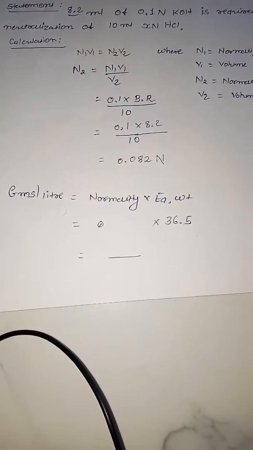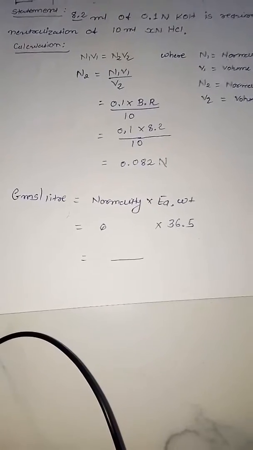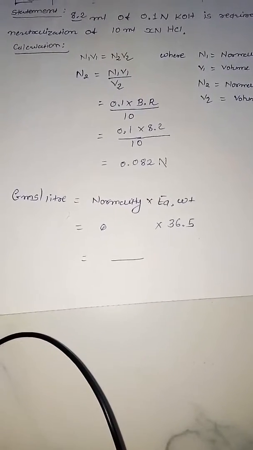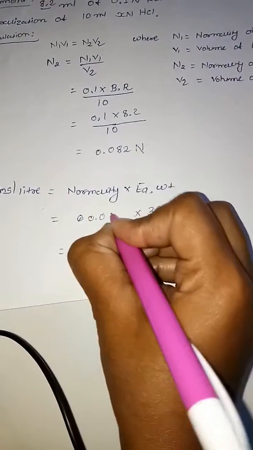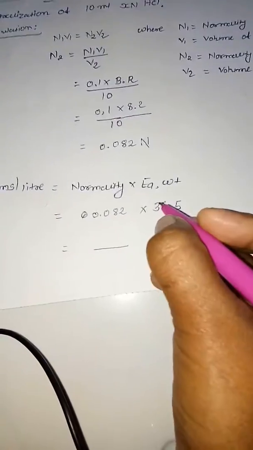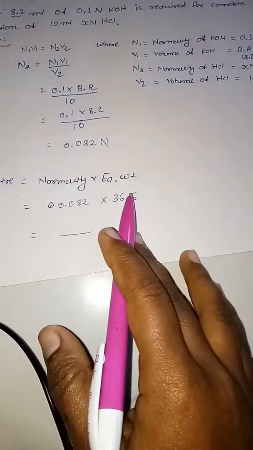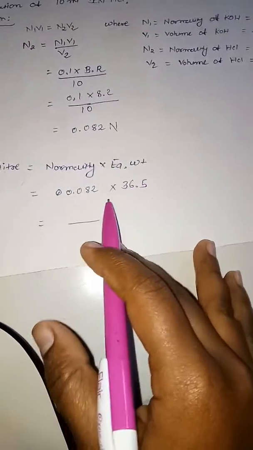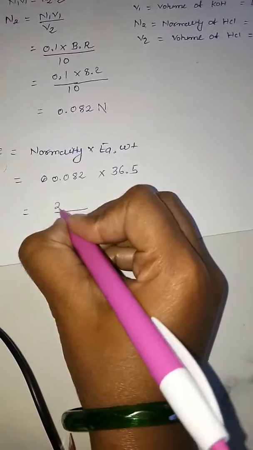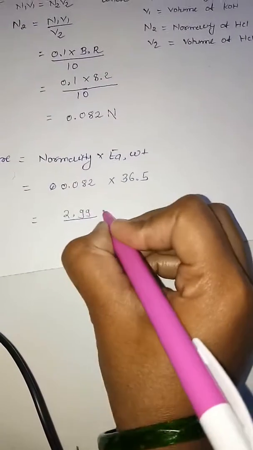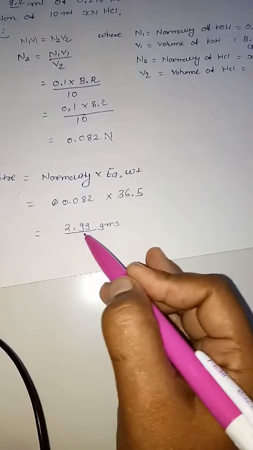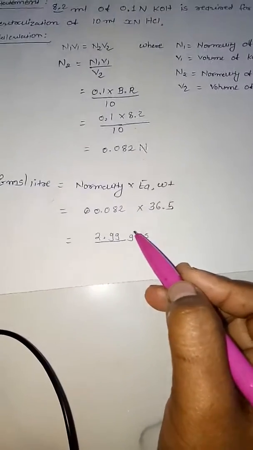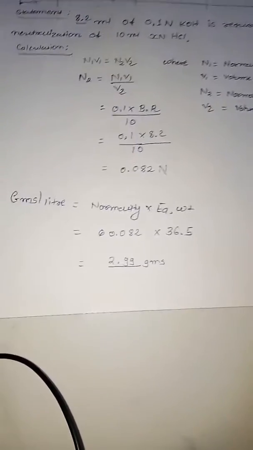After that, you have to find out the grams per liter of HCl, right? So grams per liter equals normality into equivalent weight. The normality of HCl is 0.082 normal, and the equivalent weight of HCl is 36.5. So you get grams per liter equals 2.99 grams per liter. It means 2.99 grams of HCl is dissolved in 1 liter of solution, right?